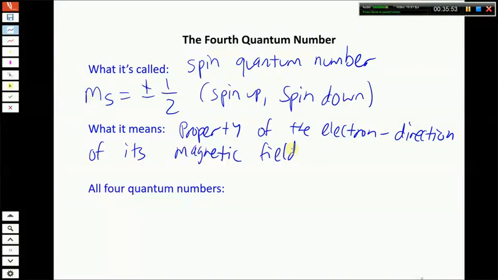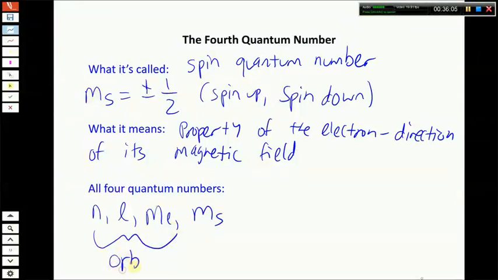All right, so then all four quantum numbers are going to be together: n, l, m sub l, and m sub s. These three here designate an individual orbital, and then the last one here is a property of an electron, which could be in that orbital. So to designate an individual electron and to fully classify that electron, you need all four quantum numbers. n, l, m sub l tells you where it is in the atom. M sub s tells you whether it's spin up or spin down.